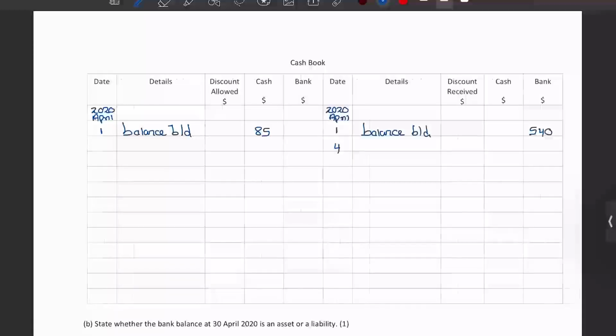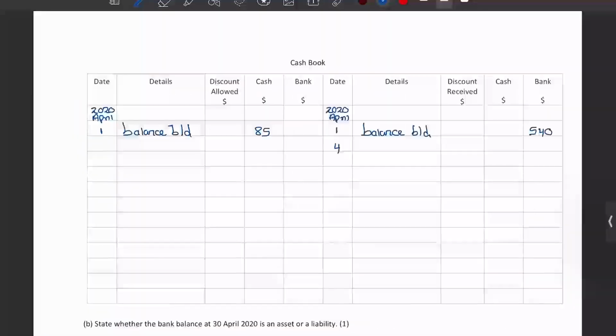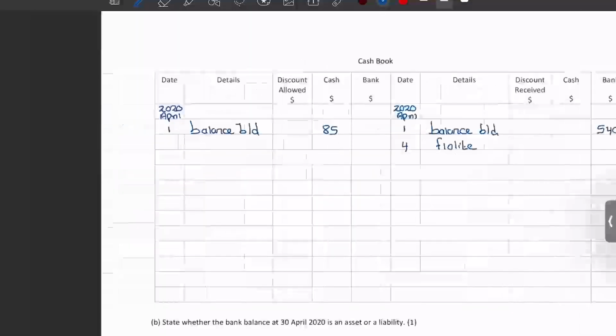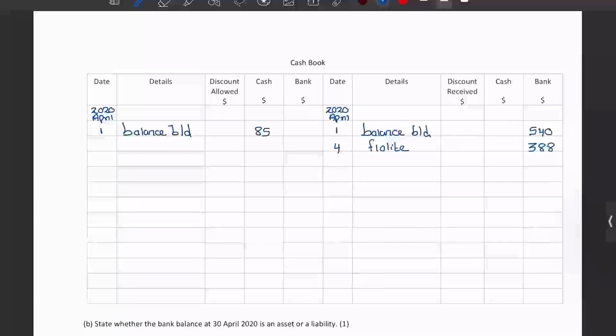Whom did you pay? Flow light. Sunlight, brother. Flow light. How much did you pay? 388. From your bank account, you will pay 388. And what was the amount of the discount? 12. That 12 will come over here.